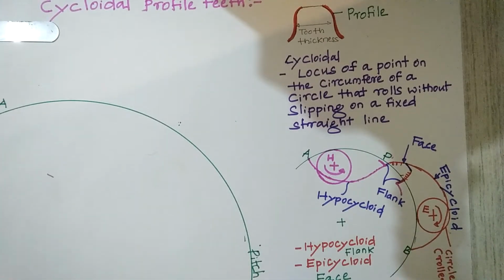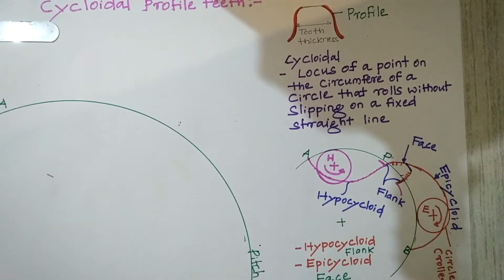Okay. Today I will go to the new topic, that is the cycloidal profile teeth. In gear profile, we will find two types of gear profile. First is a cycloidal, and one more, that is an involute profile. Actually, we will find the two types of the profiles: one is a cycloidal profile, and one more, that is an involute profile.